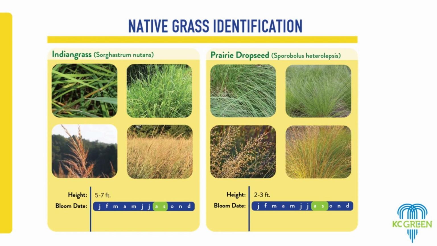Indian grass on the left. This is one of our taller native prairie grasses. It can get up to 5 foot plus. Also has a very nice showy seed head. Takes on kind of a golden color.